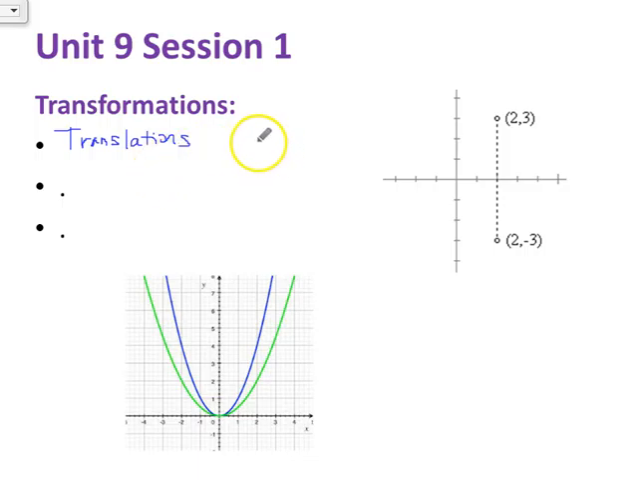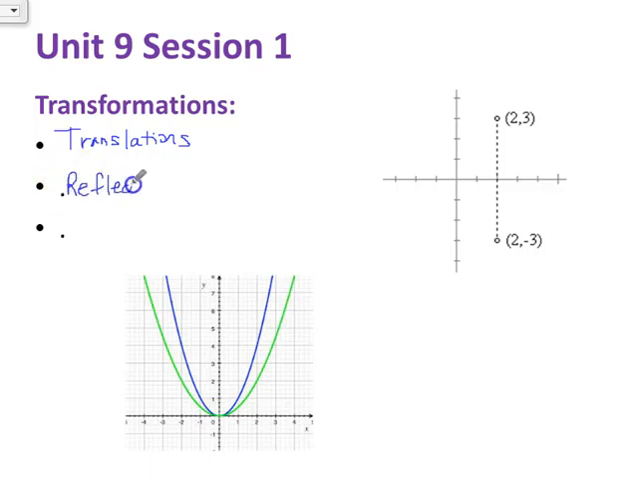So translations, remember, is when you just take an object or a point and you move it. We're not changing the shape or size. We're just taking a point or a figure and sliding it, moving it vertically or horizontally. And then we'll talk about reflections.